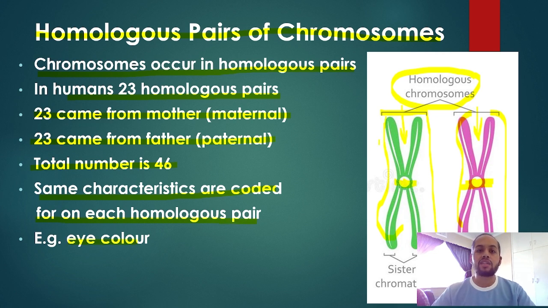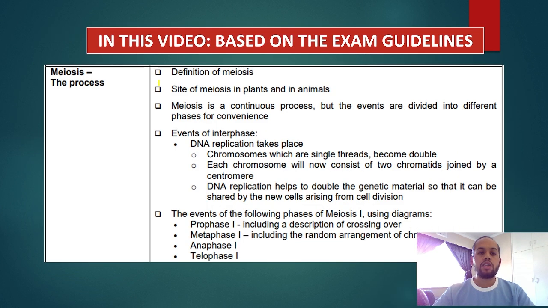If we're looking at the characteristic for eye color, on the green chromosome, if we say eye color sits here on top, then it's going to sit on that exact same position on the pink chromosome. It's going to be the same position right through. So thus far, we provided a definition of meiosis.